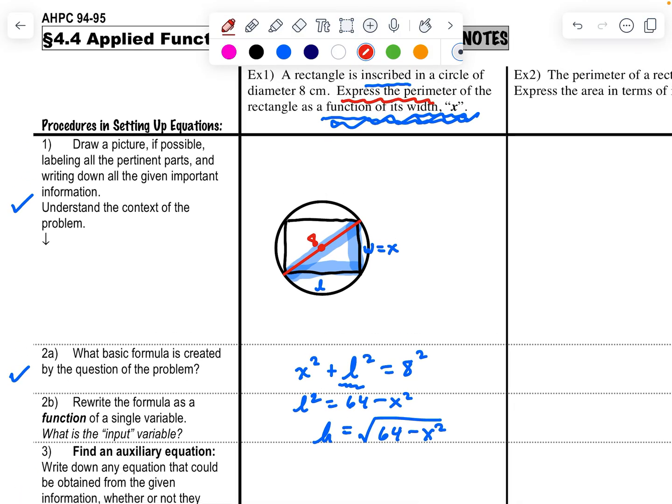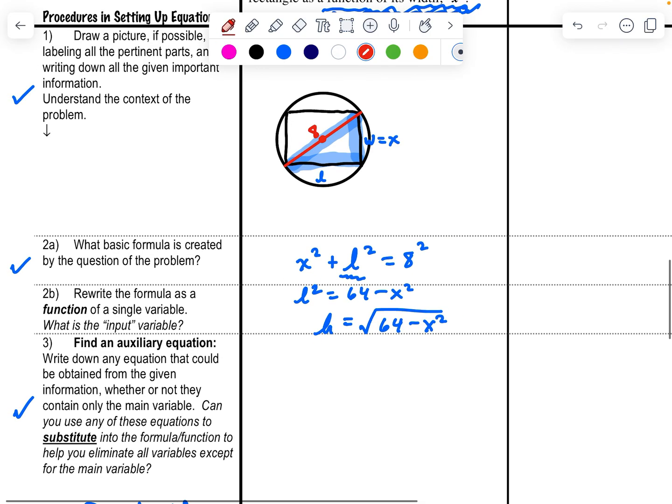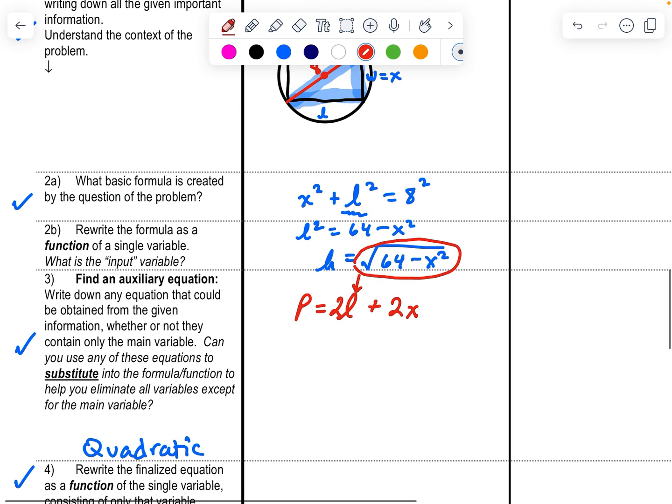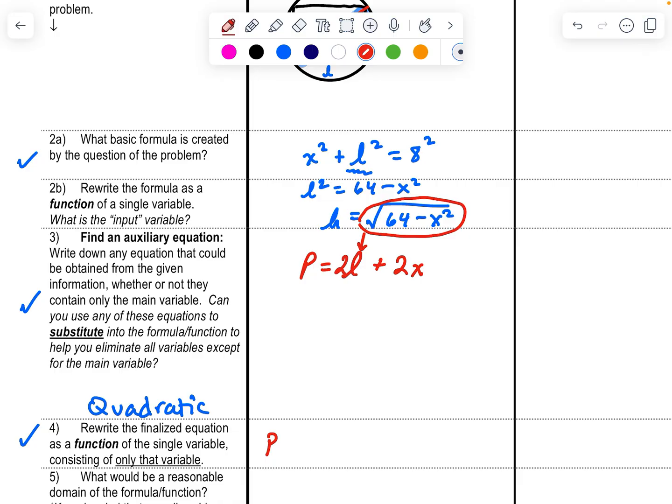Your auxiliary equation is based upon what it is asking. Well, it is asking for the perimeter. So my second equation is going to be perimeter is equal to 2 L's plus 2 x's. You could start it as 2W if you want, but at some point we have to get x's. Our goal is to take one of our equations and plug it into the other equation. So when we're done, we should have P is equal to 2 times the square root of 64 minus x squared plus 2x. And it is a quadratic because of this x squared that we have here.